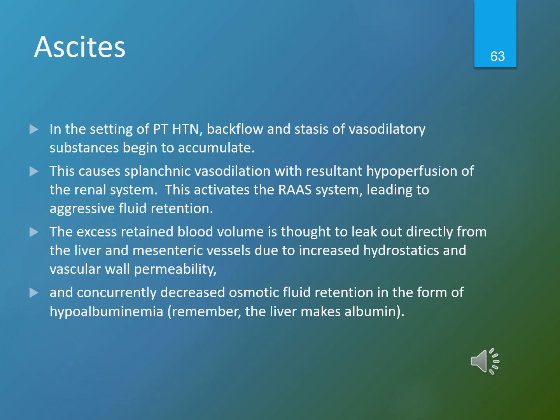The excess retained blood volume is thought to leak out directly from the liver and mesenteric vessels due to increased hydrostatics and vascular wall permeability, and concurrently decreased osmotic fluid retention in the form of hypoalbuminemia. Remember, the liver makes albumin. So if the liver's not making the albumin, then the albumin's not in the blood in order to keep the fluid in the vessels. So then it's just leaking out into the abdomen.